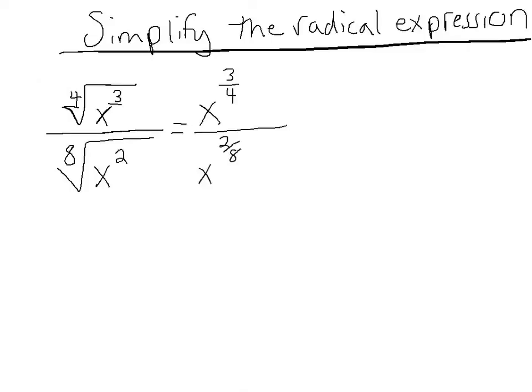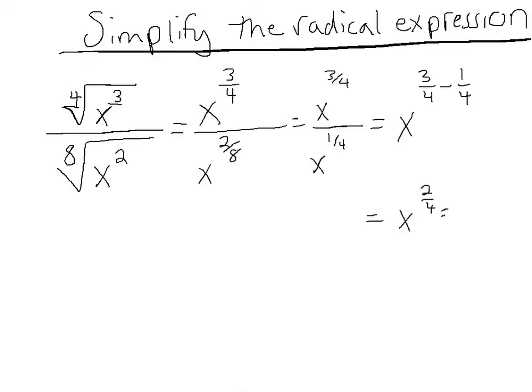So now let's look at this. I know I can reduce 2 over 8 to 1/4. So I have x to the power of 3/4 over x to the power of 1/4. And what do I do with the exponents? Well, again, I have the same base. And now I'm going to subtract the exponents. So I have 3/4 minus the denominator 1/4. And 3/4 minus 1/4 will give me 2/4, which reduces to 1/2. Now remember, anything to the power of 1/2 is the square root of, so square root of x.